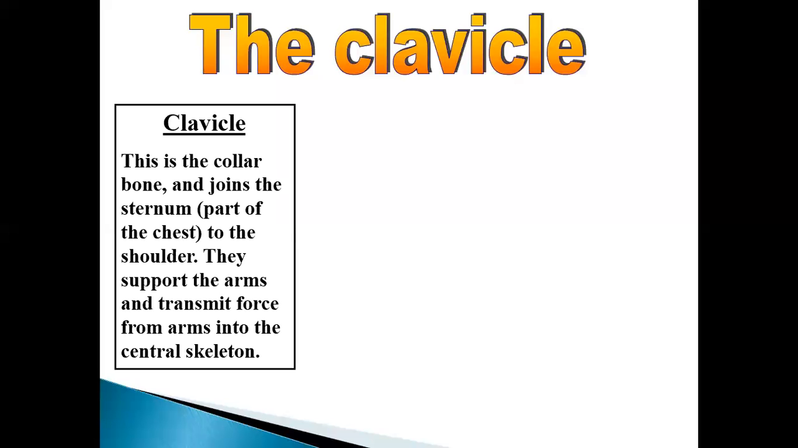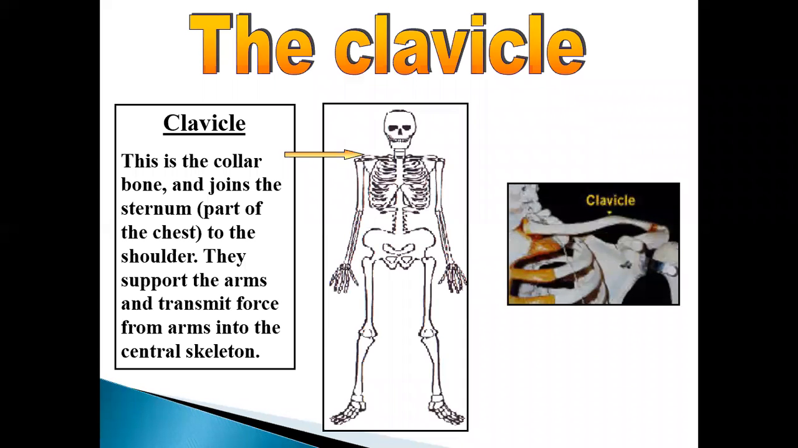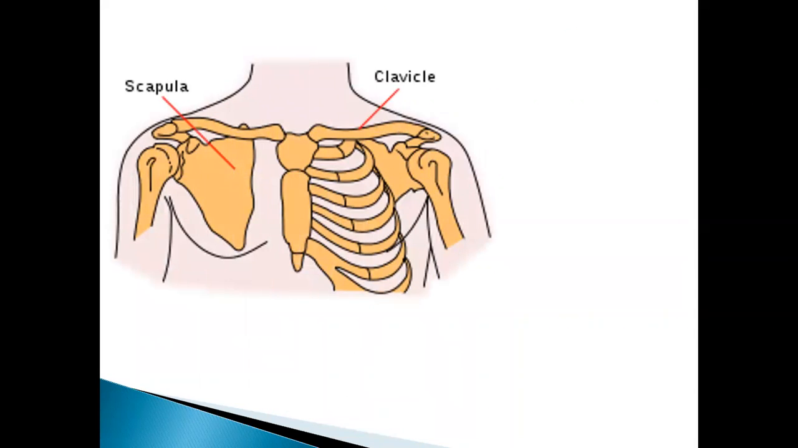When you talk about the clavicle, it is the collarbone and joins the sternum. It is a part of the chest to the shoulder. It supports the arm and transmits force into the central skeleton. So look at this, this is how the clavicle is attached. Now this is the scapula and this is the clavicle. Clavicle is also known as collarbone.